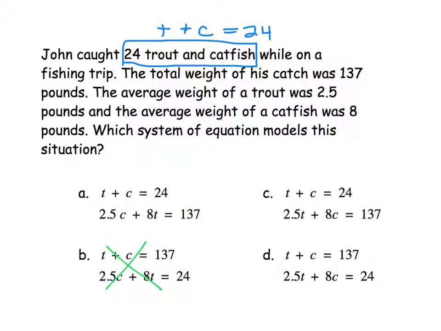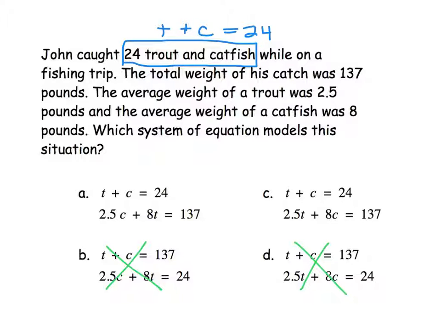Now we move on to C, and we've got trout plus catfish equals 24. Okay, so C is still a possibility. And then D, trout plus catfish equals 137. So we can cross out B and D, and we don't have to worry about them ever again. So we know now that our answer choices are A and C. We've got a 50-50 shot at this point, and we've done very little.